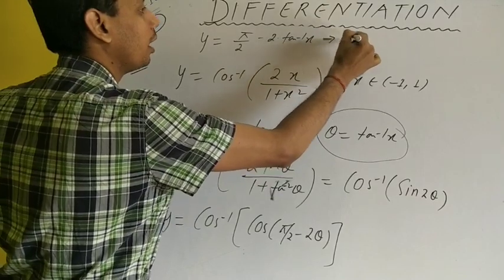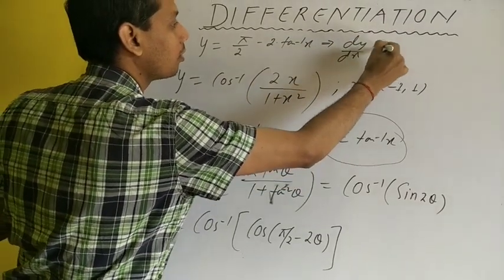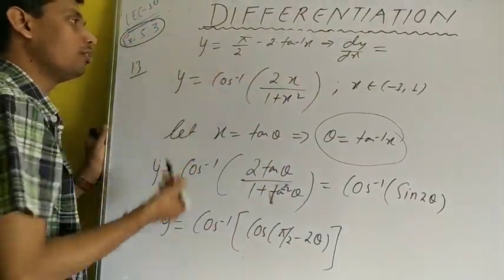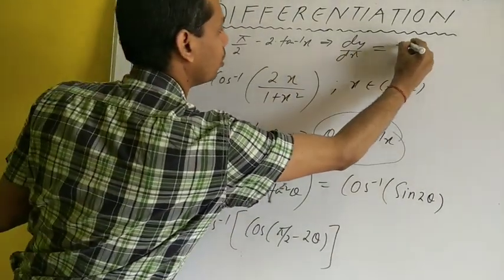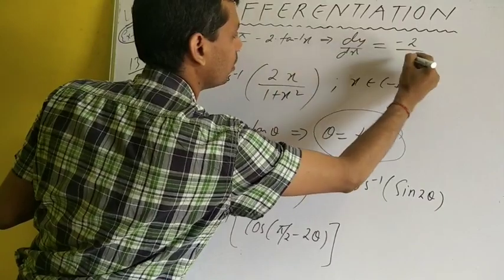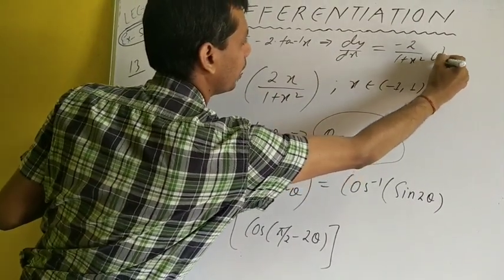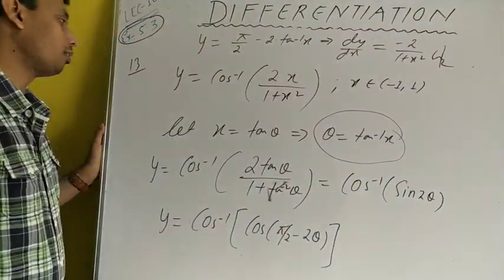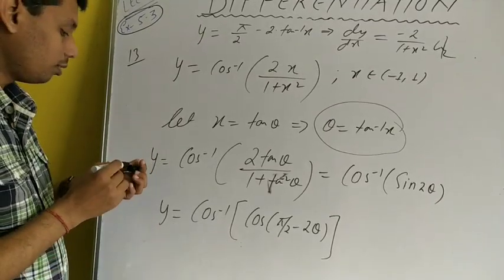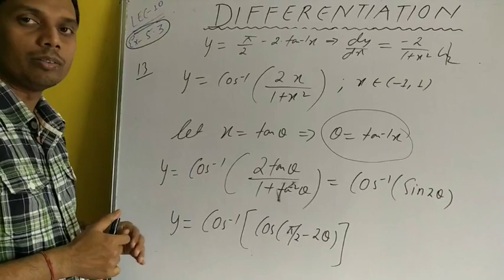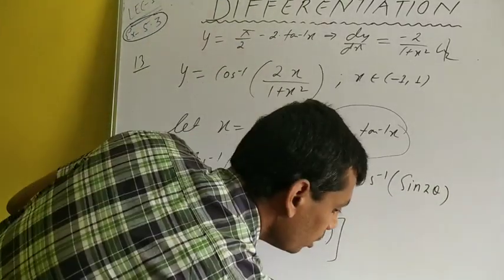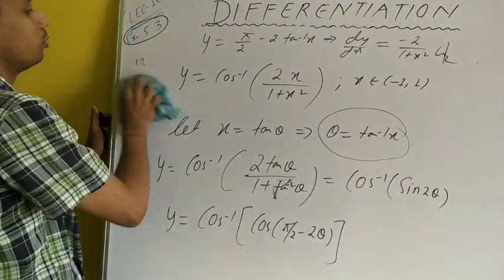This implies that dy by dx is equal to the differentiation of pi by 2, which is 0, minus 2 is a constant, and the differentiation of tan inverse x is 1 by 1 plus x square. So this is the required answer. So this is question number 13. Now let us start with question number 14.